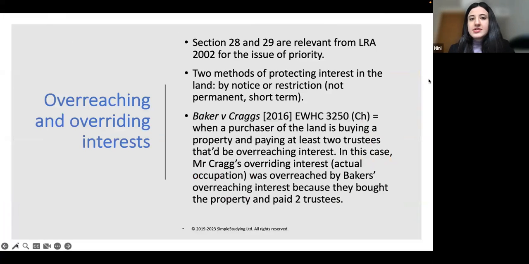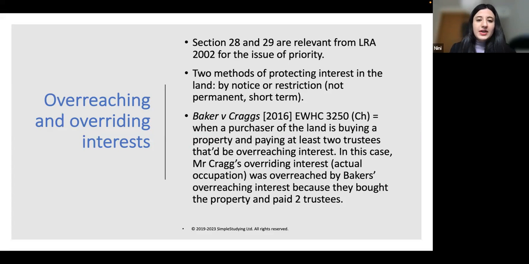Overreaching and overriding interests. You should have a look at sections 28 and 29, which are relevant sections here of the Land Registration Act 2002 for the issue of priority. So basically you have different kinds of interests here in land. You could have actual occupation, you could have implied easement, you could have the profits. So basically the issue here is the priority. Which interest in land will take priority over the other? Two methods of protecting interests in the land: by notice or restriction. So the notice can be entered in the land registration, or there can be a restriction on the land, permanent or short-term.